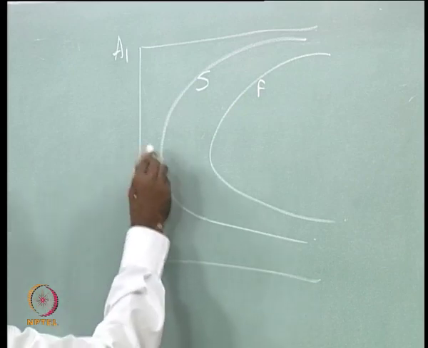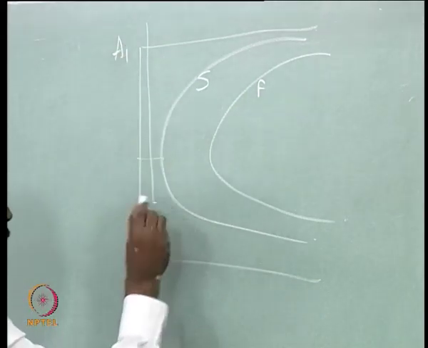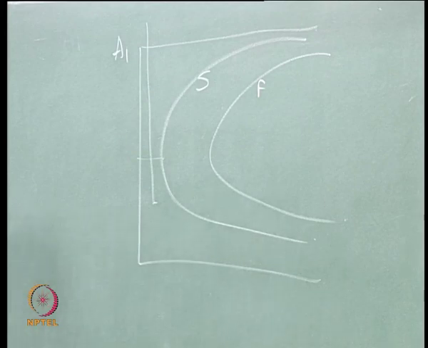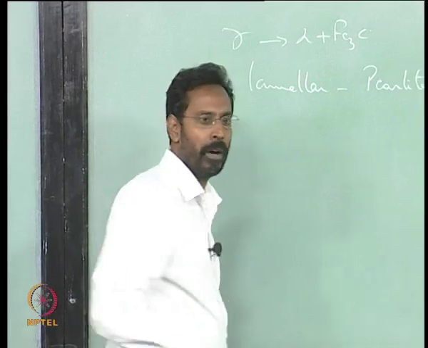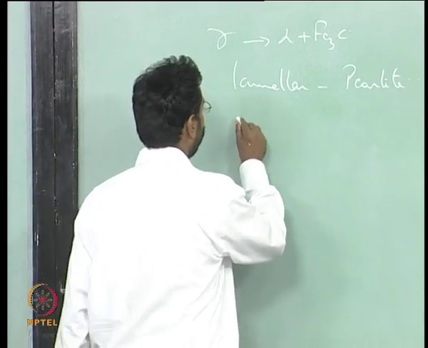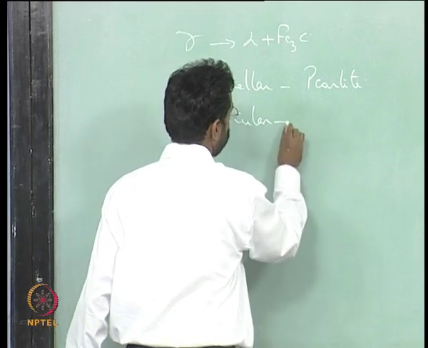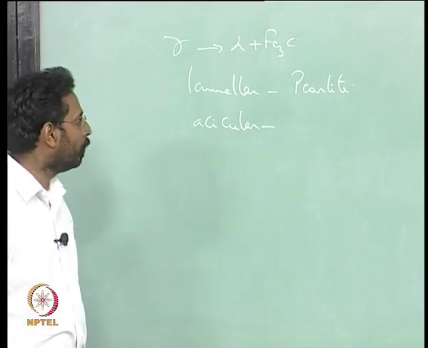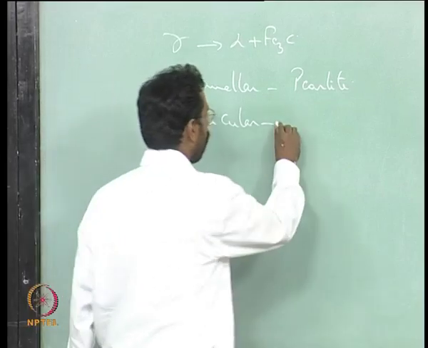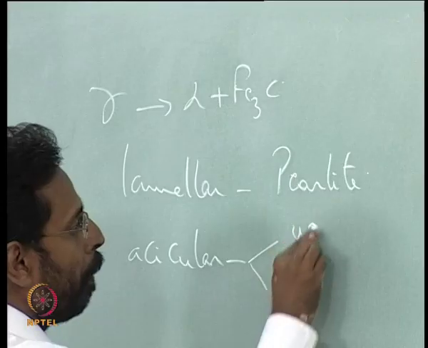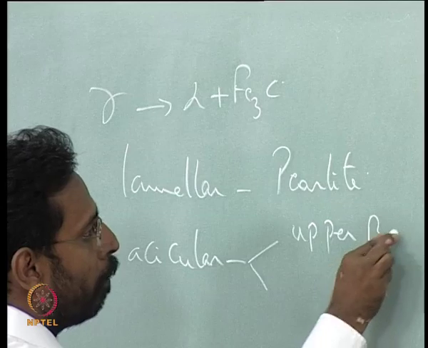If your undercooling is somewhere here below the nose, then you end up with another type of morphology, which is called the acicular morphology, where you call them either upper bainite or lower bainite.